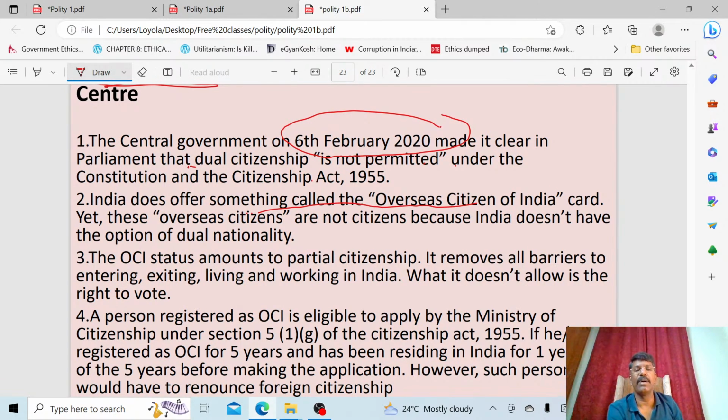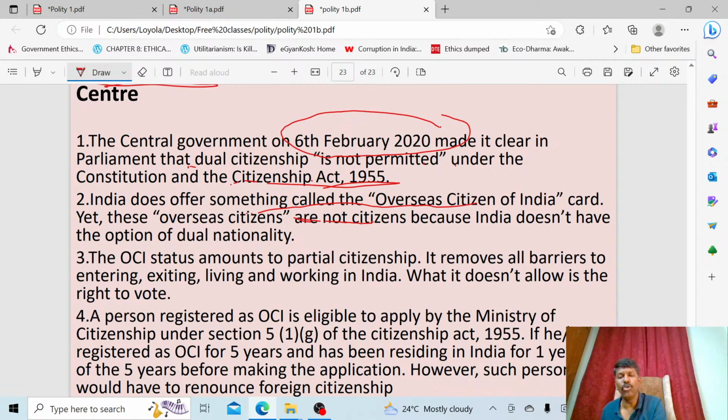Which usually comes under the Citizenship Act 1955. But there is an idea, the Overseas Citizen of India, OCI card, that India gave to people. These overseas citizens are not citizens because they left India, and they do not have the option of dual nationality in India. They settled in other countries 100 or 200 years ago. They are not part of Indian citizenship, but their origin is India. So based on that, dual citizenship was planned.